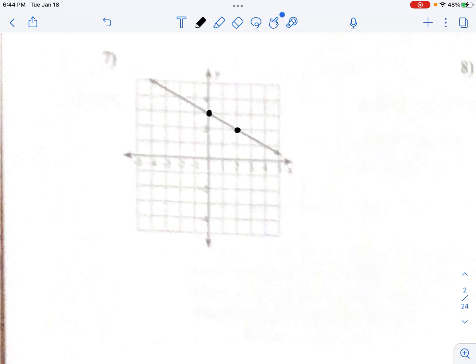So, we're doing the same thing that we've been doing, all right? We're writing the equation from a graph, okay? It's just that these problems are going to be, I don't know, easier, harder. I mean, looks like easier to me.